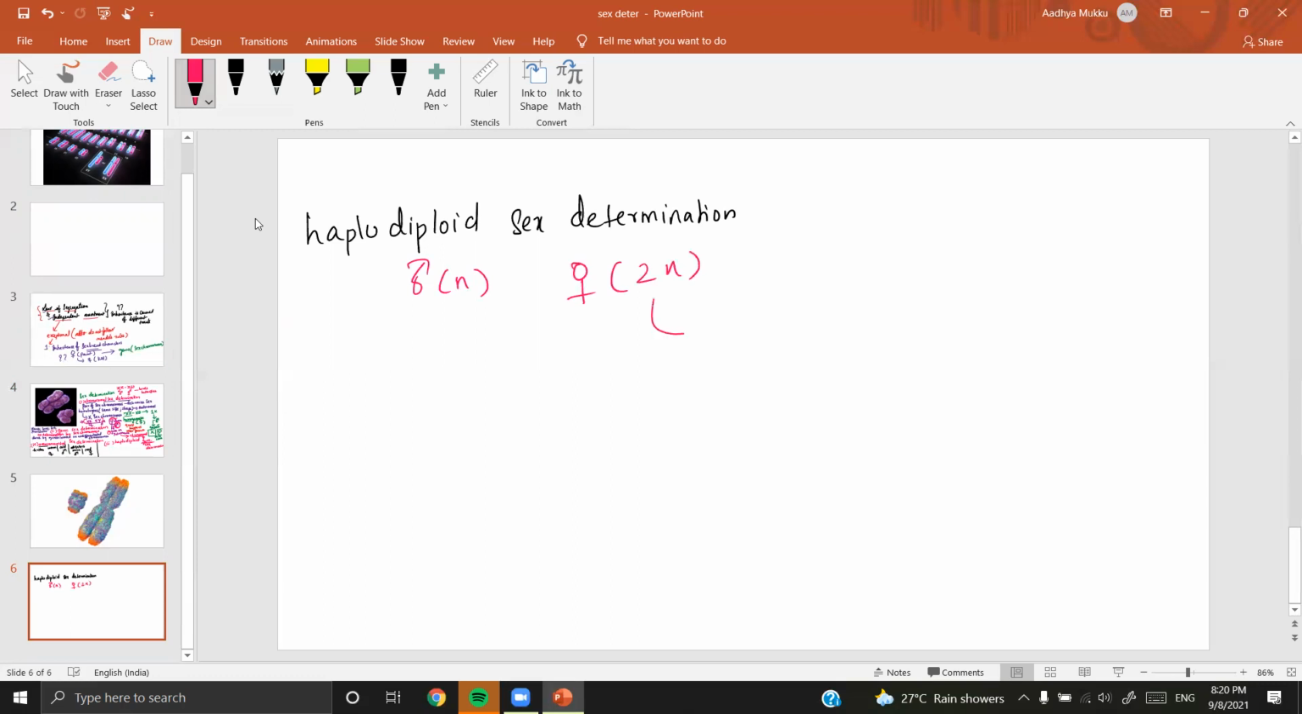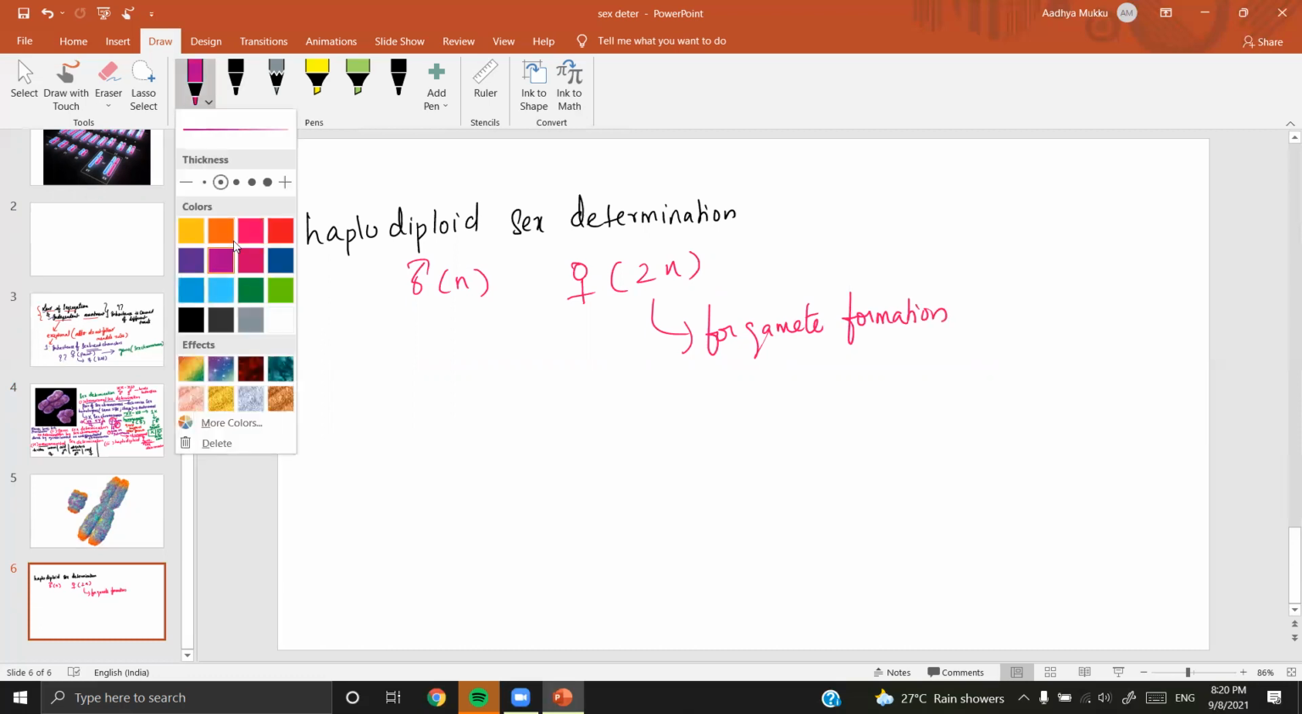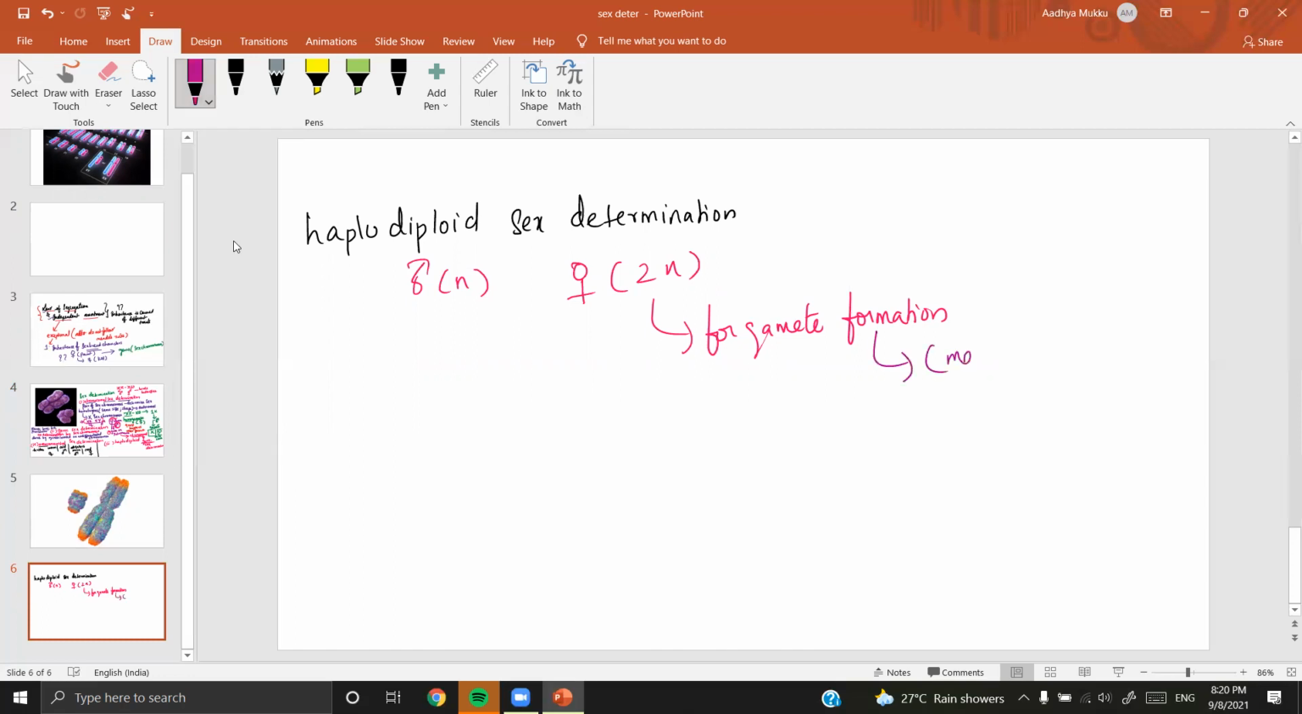Remember that for the gamete formation, the female is going to undergo the meiotic cell division, while the male, since it is already haploid, is going to undergo mitosis for the gamete formation in order to maintain that haploid nature. Okay, this is usually seen in honeybees, wasps, and ants.